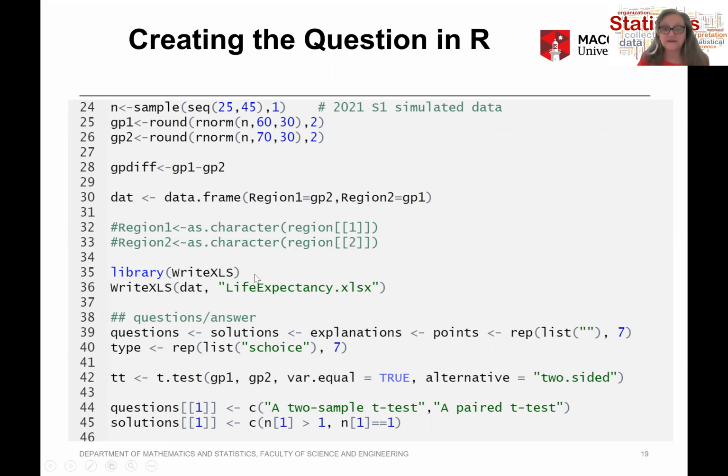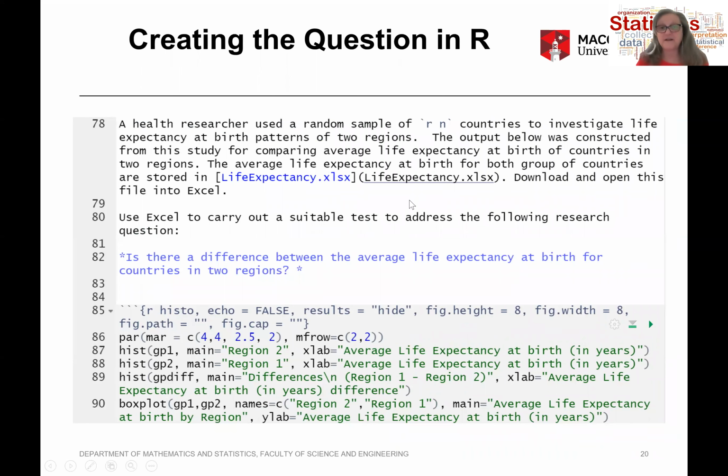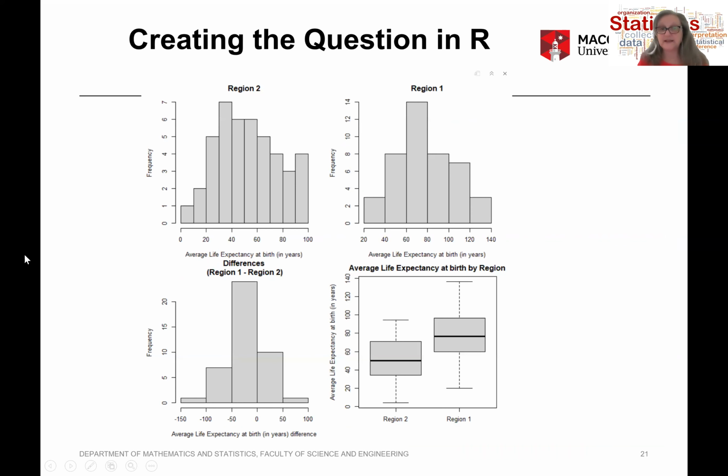And you can see that the data is written out here as an Excel file. This is still in R. And then here's how I created the scenario. You can see here that the number of countries is a random variable, and for each student, it'll be different. And then you can see here at the bottom how I've created the graphs that I displayed in the question. These graphs are based on the data set they receive. You can see here the graph for the differences.